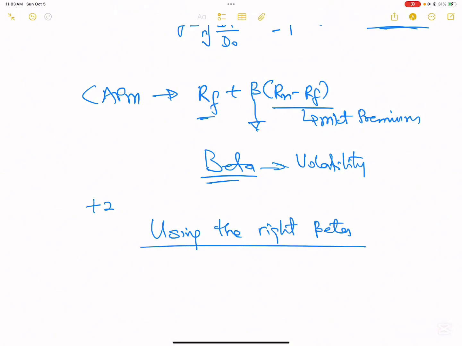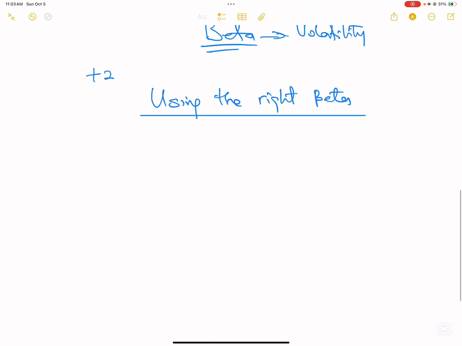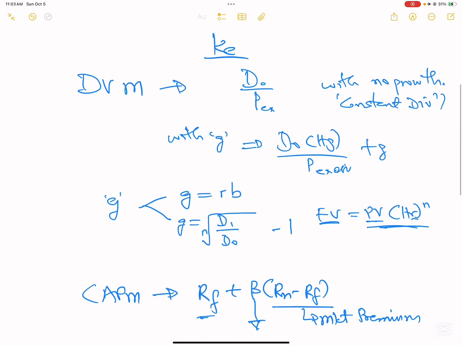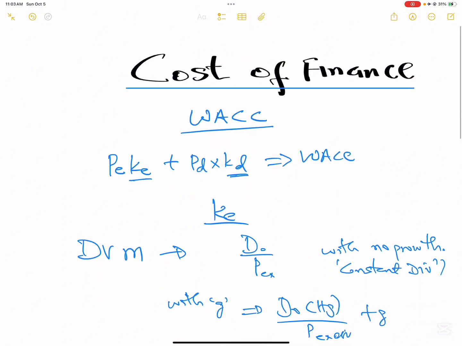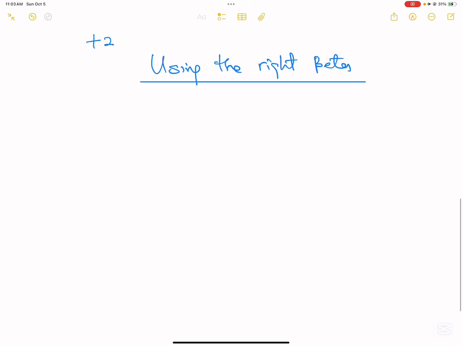It's very important, because if you use the wrong beta, your cost of equity will be wrong. And if your cost of equity is wrong, then you know definitely that your WACC will also be wrong. So you must have the right cost of equity to get the right WACC. Now, why is the right WACC important?